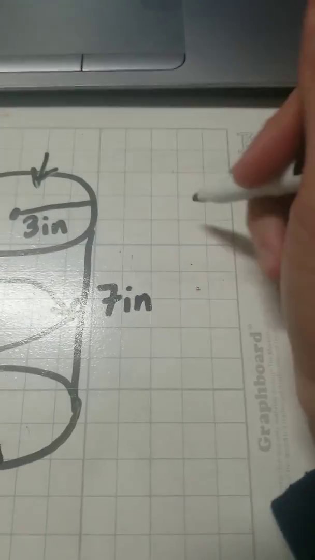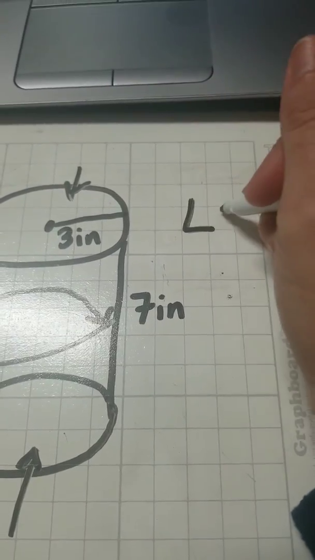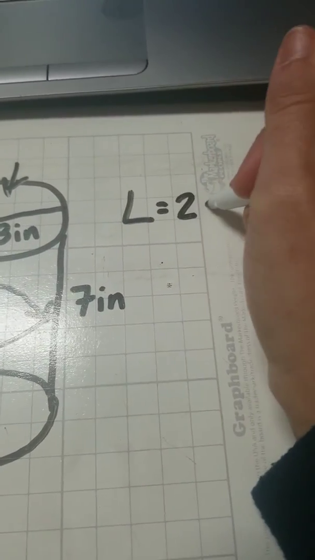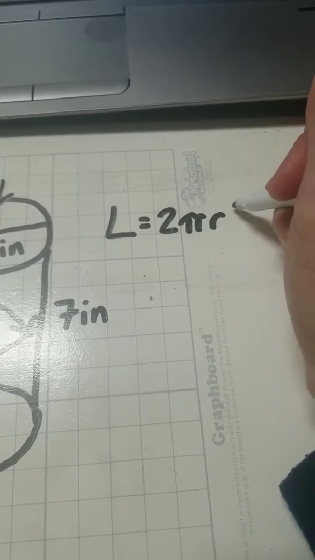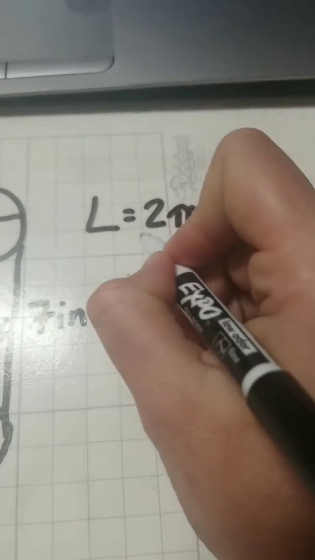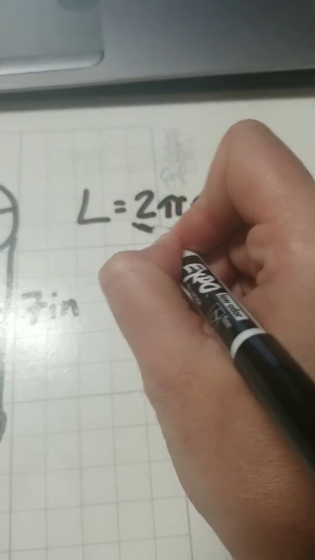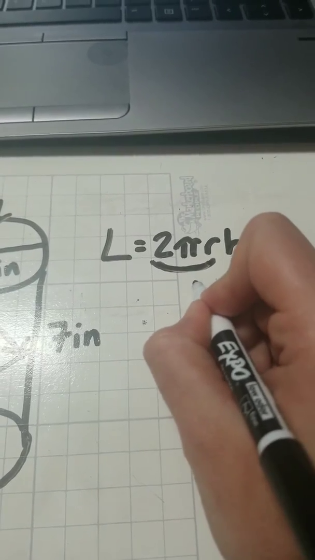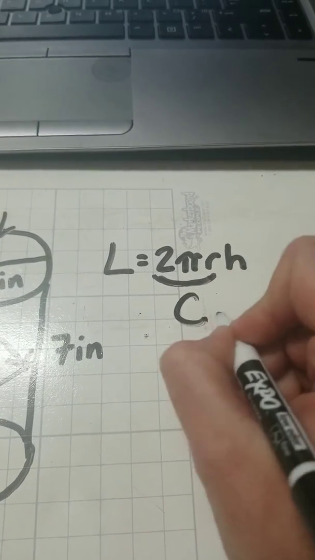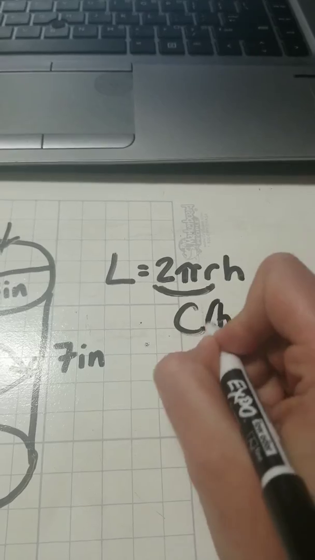So in order to do that, we follow a simple formula where the lateral surface area is 2 times pi times the radius times the height. You remember whenever you did circumference of a circle that 2 pi r, that's your circumference of the circle. And then you're going to multiply it by the height of the cylinder.